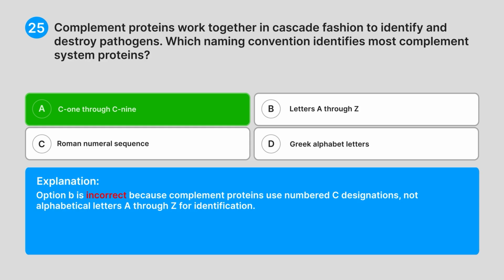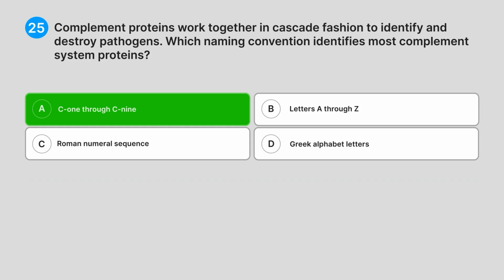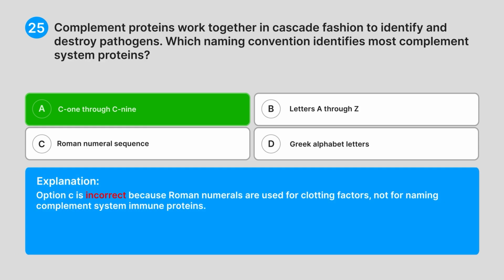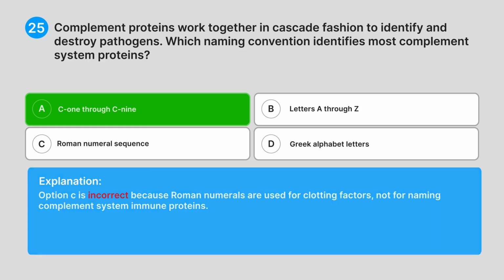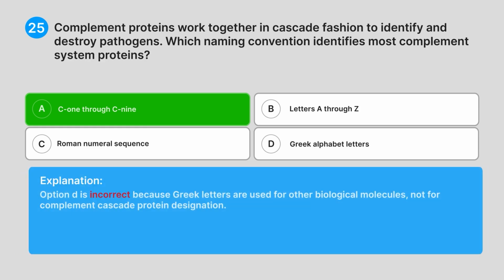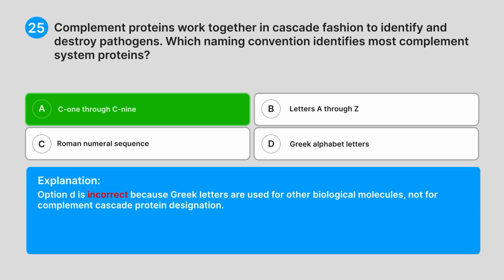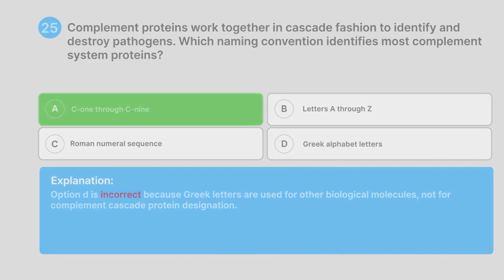Option B is incorrect because complement proteins use numbered C designations, not alphabetical letters, A through Z for identification. Option C is incorrect because Roman numerals are used for clotting factors, not for naming complement system immune proteins. Option D is incorrect because Greek letters are used for other biological molecules, not for complement cascade protein designation.